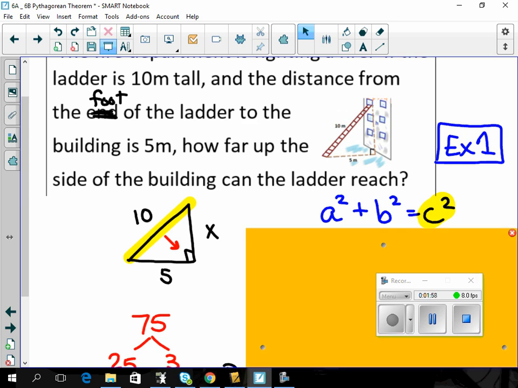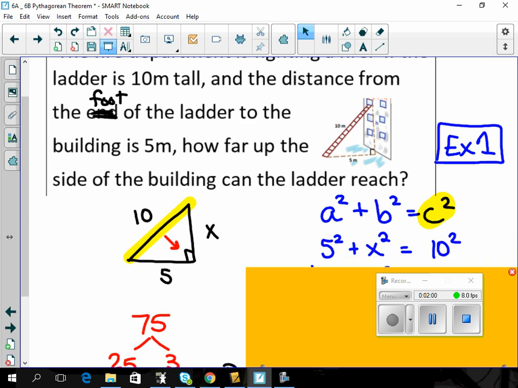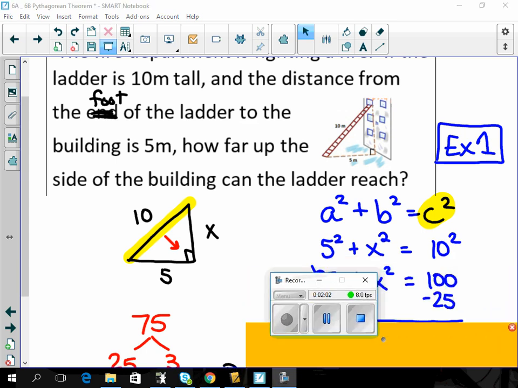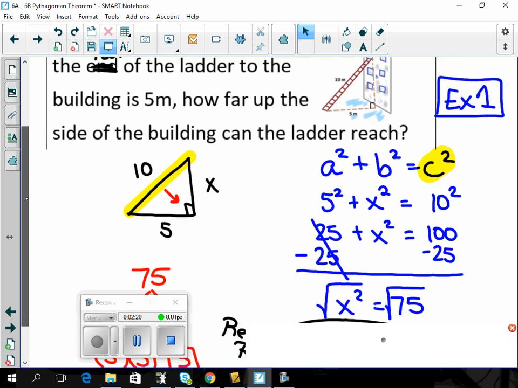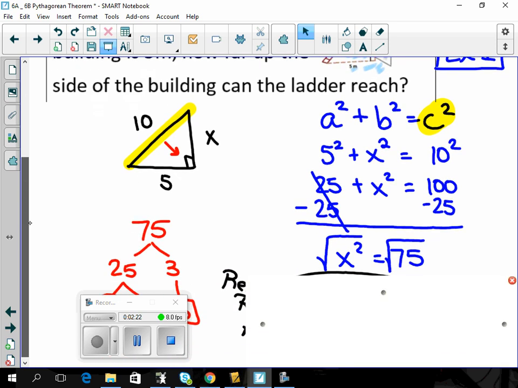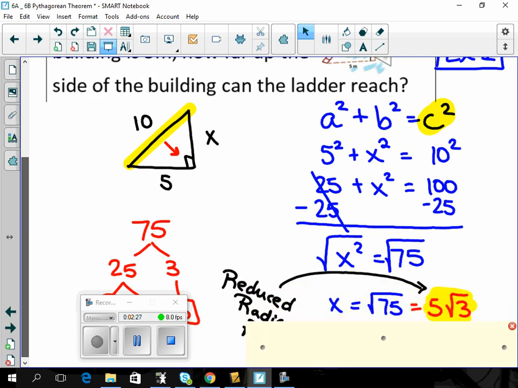So what we're looking for here is the formula, 5 squared plus x squared is equal to 10 squared. Then we're just going to simplify 5 squared and 10 squared, subtract 25 from both sides, and we should get that x squared is 75. Then it's a matter of trying to reduce the square root of 75. So I need to be able to reduce that.